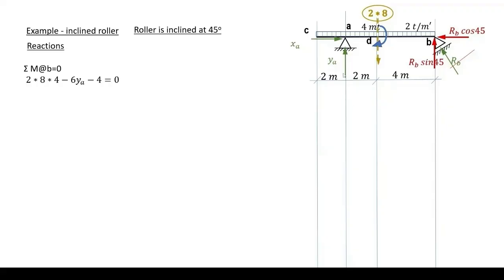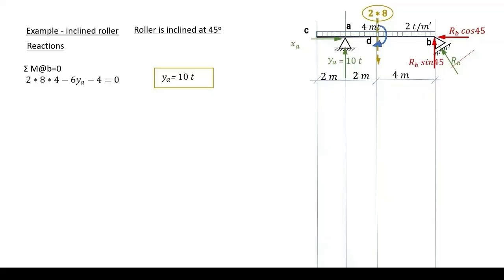So we have YA rotating clockwise about B, it is a negative moment, and the 4 rotating about B in a negative sense also. This makes YA to be 10 tons and plotted on our diagram.